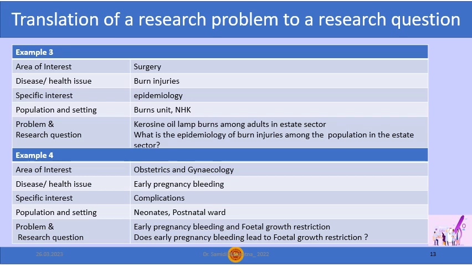So the final example is from obs and gynae. The health issue, let's say it's not a disease, is early pregnancy bleeding, and then the specific interest would be the complications associated with early pregnancy bleeding. And so the population and the setting, let's say you are going to take neonates and the postnatal wards. So the problem is early pregnancy bleeding and fetal growth restriction. So the research question, does early pregnancy bleeding lead to fetal growth restriction?